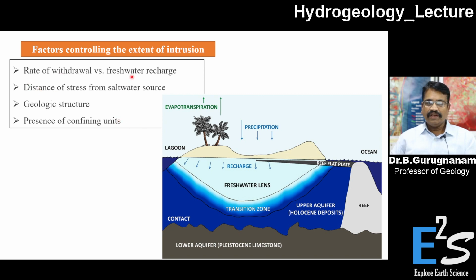The rate of withdrawal versus freshwater recharge has to be maintained. It means the amount of water taken out from this aquifer should be equivalent to the amount of recharge. Otherwise, if withdrawal is more, the wedge will be disturbed. If freshwater recharge is more, there is no issue, because the wedge will be maintained, but this has to be maintained properly.